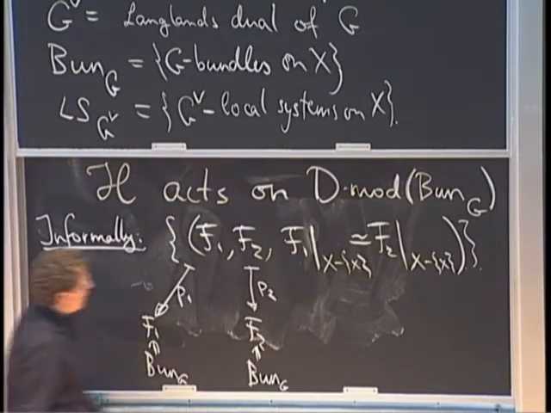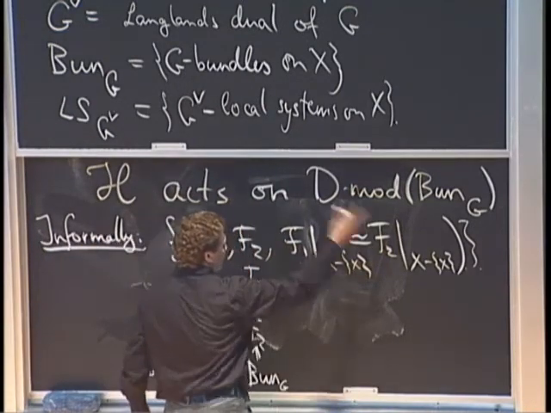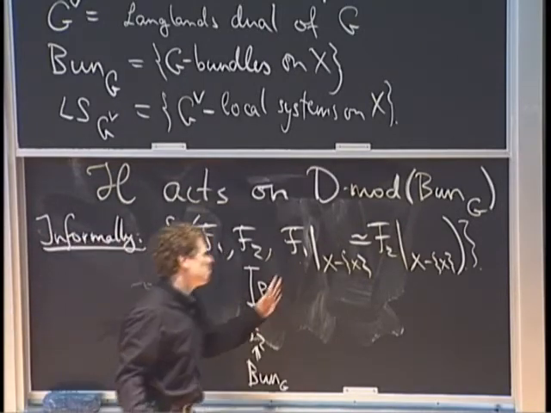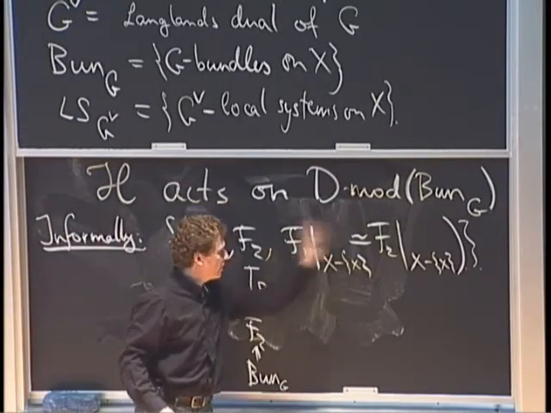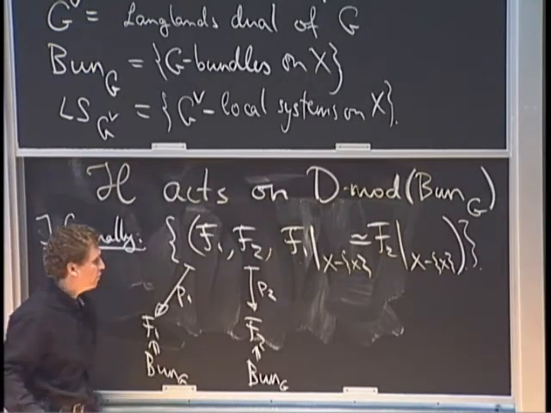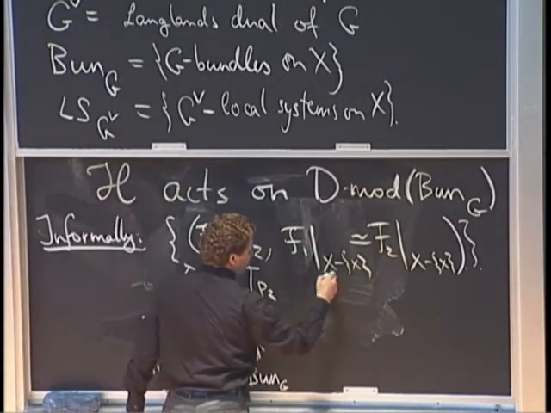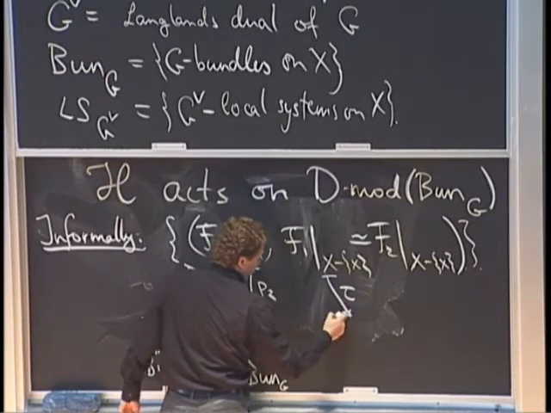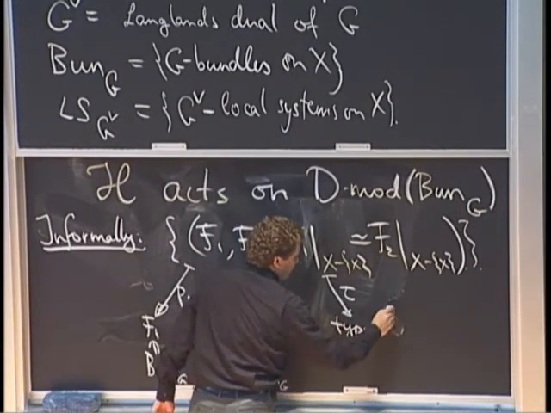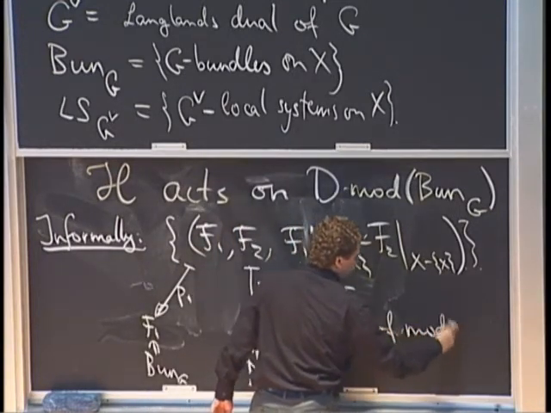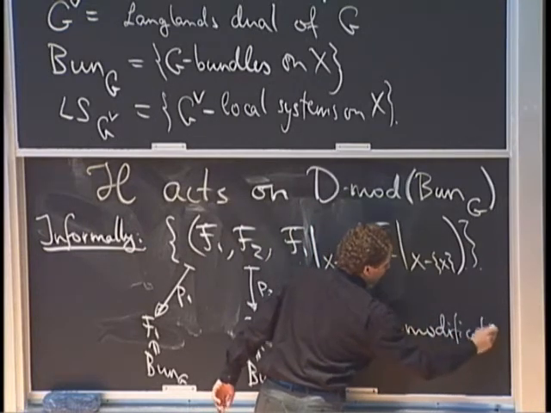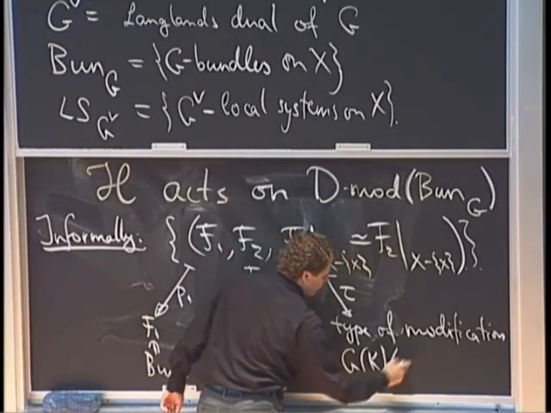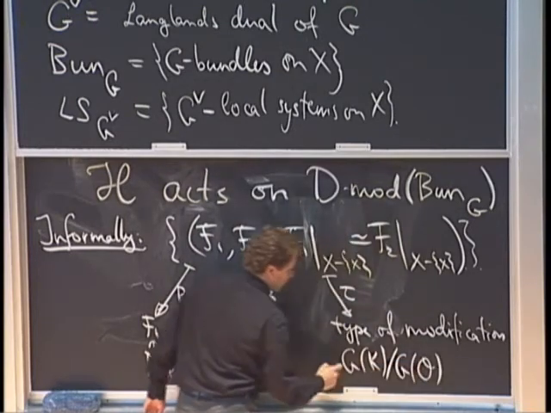And then you can also just remember the type of this modification, or in other words, this is actually the same as restricting this whole thing to the formal neighborhood of the point X. So let me just say that the map tau is the type of this modification as an element in these double cosets.